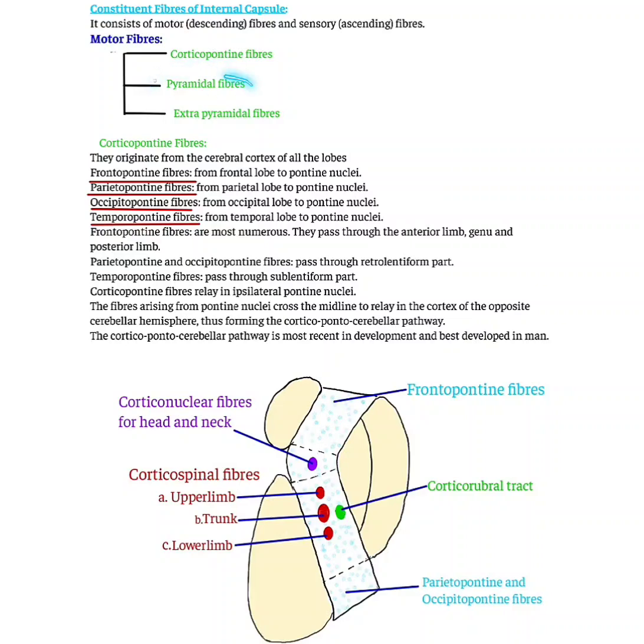Pyramidal fibers include corticonuclear and corticospinal fibers. Corticonuclear fibers for the head and neck occupy the genu of the internal capsule. Corticospinal fibers form several discrete bundles in the anterior two-thirds of the posterior limb. The fibers for the upper limb are most anterior, followed by the trunk, then the lower limb. Extrapyramidal fibers connect the cerebral cortex with the subcortical gray matter of the extrapyramidal system.